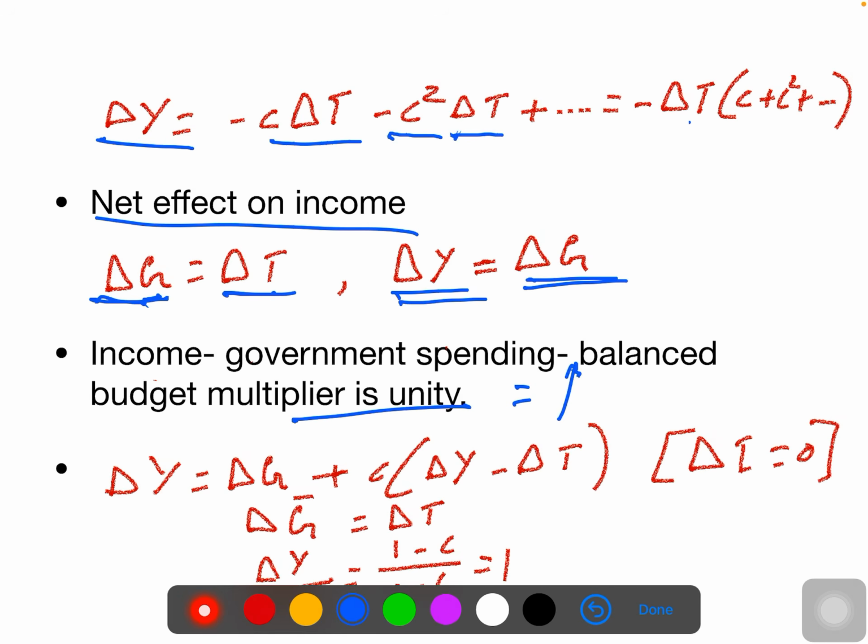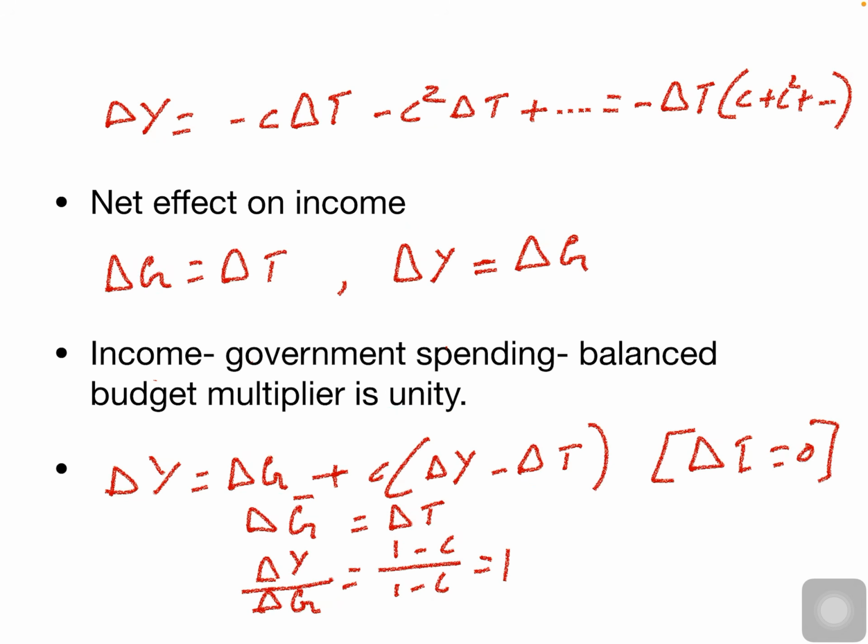The multiplier can also be calculated like this. We have change in Y equals change in G plus c times change in Y, minus c times change in T. There is no change in investment. We have to think here, there is no change in investment, and that is the reason why it is 0. If you are going with this formula, we have to assume that the change in I is 0, which means there is no change in the investment. Change in G is equal to change in T. On the other side, change in Y by change in G is equal to (1 minus c) divided by (1 minus c), which is equal to 1.